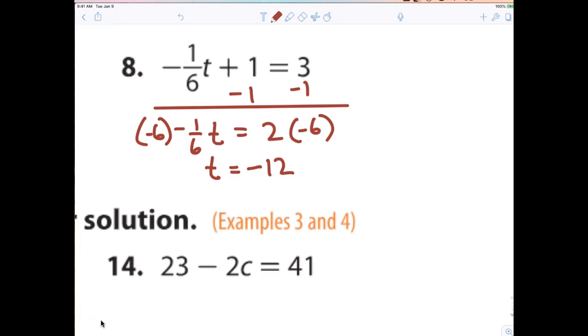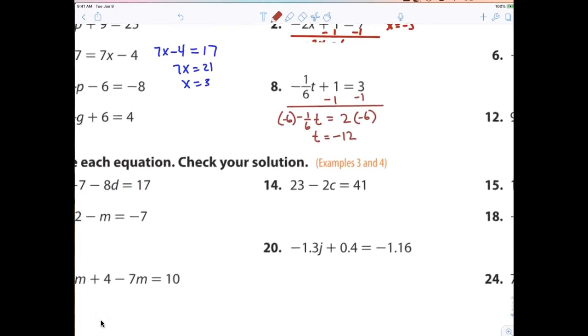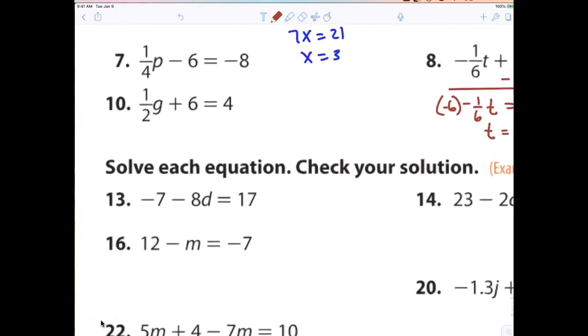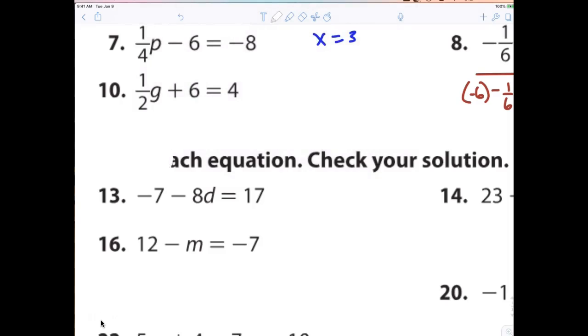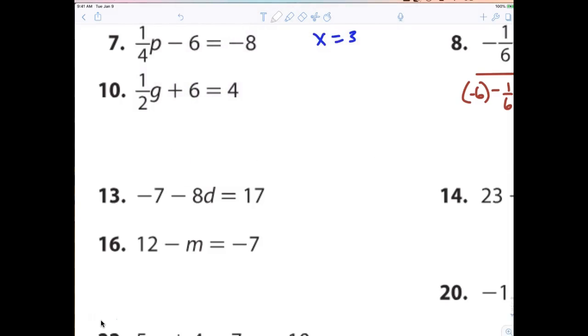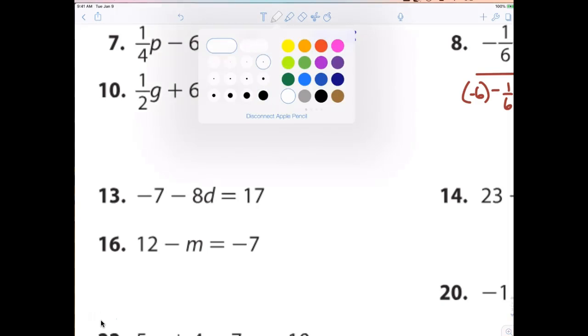All right. Hopefully you're feeling better about it. All right. Let's find 10 now. All right, let me get this out of the way. All right.